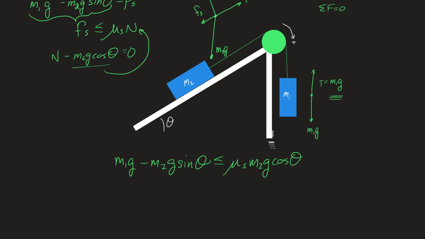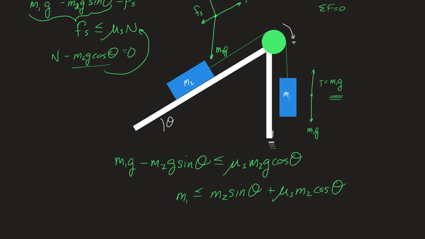Now, I need to remind myself, what am I solving for? If you remember, we're solving for M1. How big can M1 be before the system starts to accelerate? So I want to solve this for M1. Do you notice that every term has g in it? So I can cancel g out, as long as it's non-zero. And I'll get M1 must be less than or equal to M2 sine theta plus mu s M2 cosine theta.